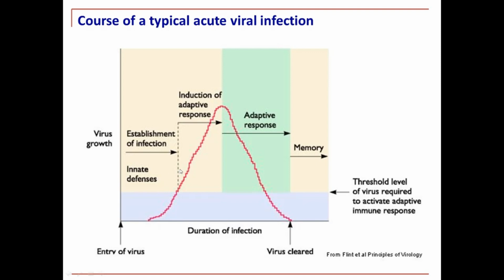You then start, over time, to induce your adaptive response. The adaptive response continues to fight the infection, and there you can see the virus growth disappearing and the virus being cleared. And then you form your memory cells, your memory B cells, etc., so that you're able to fight the same infection much quicker next time. And of course, you do need a threshold level, and that's what this little area is showing. You need a threshold amount of virus to stimulate the adaptive immune response.